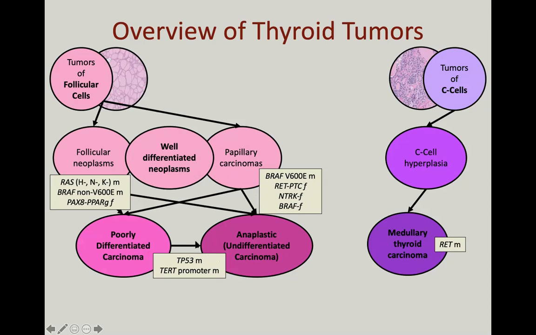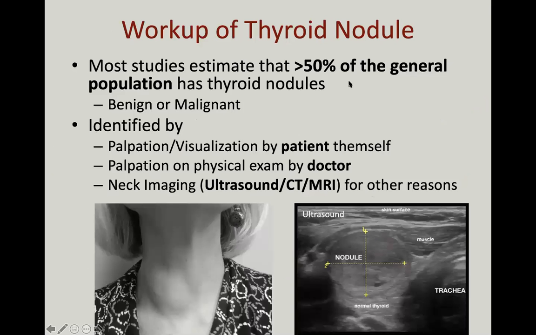But the acquisition of these secondary mutations generally means worse prognosis. And then medullary thyroid carcinoma is on the RET mutational spectrum. So pretty simple for medullary. All right, so that's our overview of the sort of concept and genetics.